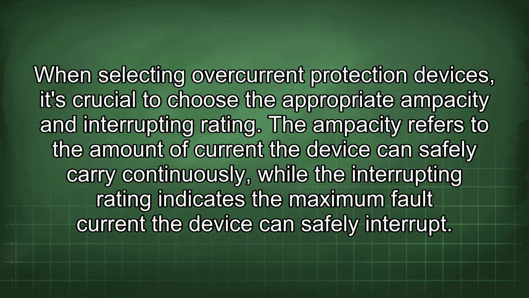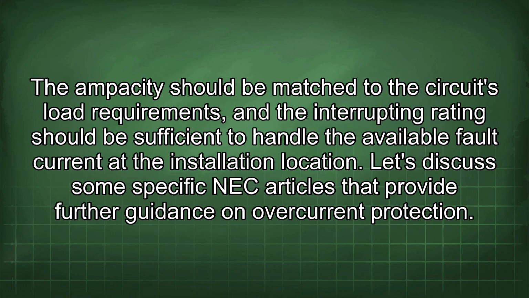When selecting overcurrent protection devices, it's crucial to choose the appropriate ampacity and interrupting rating. The ampacity refers to the amount of current a device can safely carry continuously, while the interrupting rating indicates the maximum fault current the device can safely interrupt. The ampacity should be matched to the circuit's load requirements, and the interrupting rating should be sufficient to handle the available fault current at the installation location.